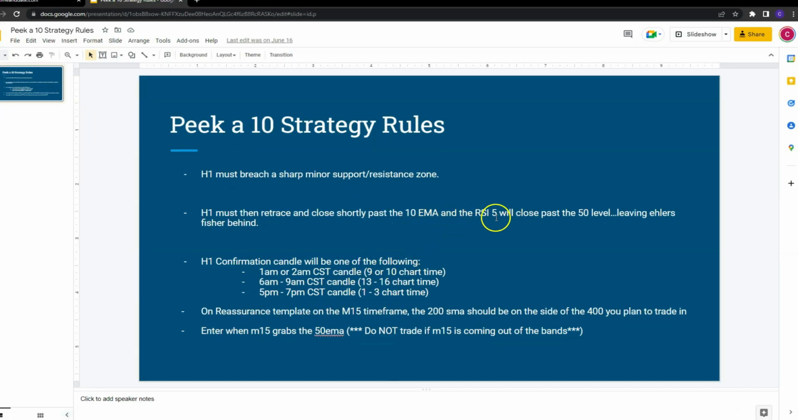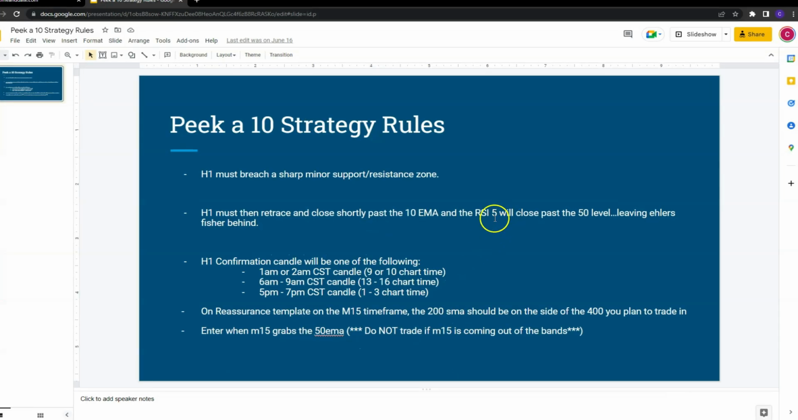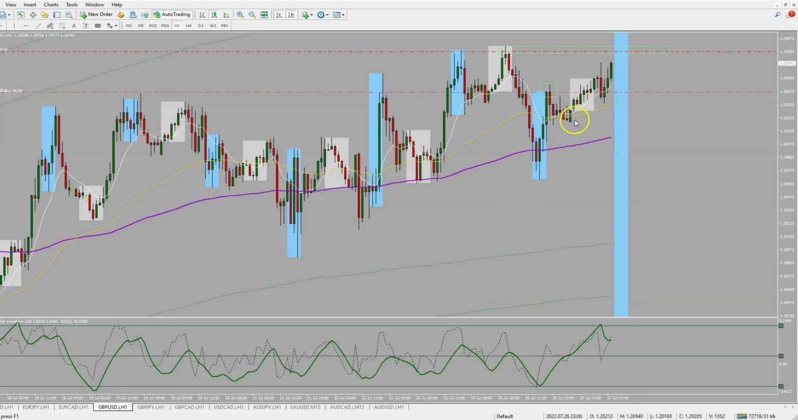And the RSI 5 will close past the 50 level, leaving Ehlers-Fisher behind. So at the same time that this H1 candle closed past the 10 EMA, down here, the RSI 5 closed past the 50 level, like it says right here. Notice down here, it closed past the 50 level. Ehlers-Fisher, the green line, is still way up here, chilling, right? So that rule was also met.